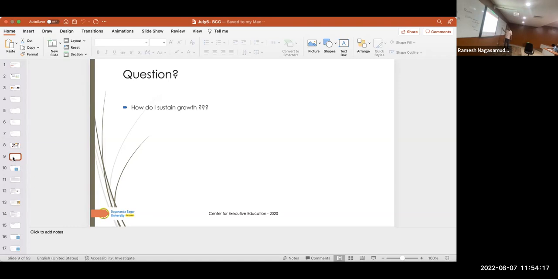Increasing your market, expanding your market. If you are an India-based company, go all over the world. If you're a Bangalore-based company, go to other parts of India. Expand your geography or your market. Second is expand your products. So we are talking about two things: expand the market or expand the products.